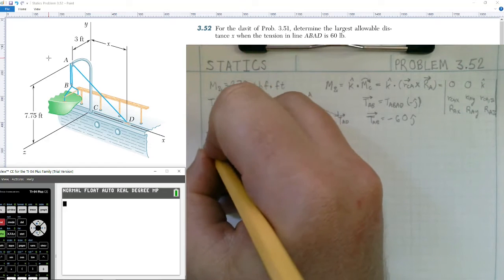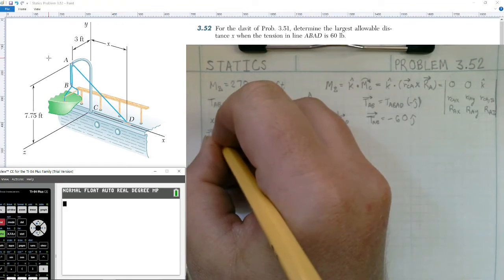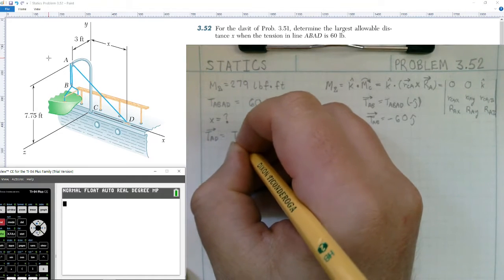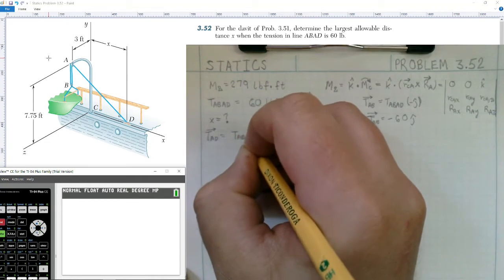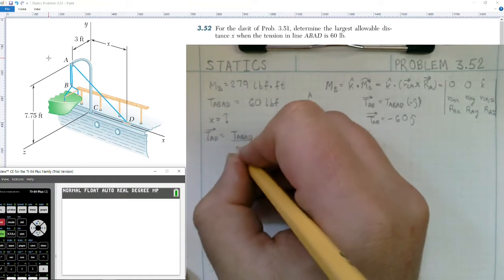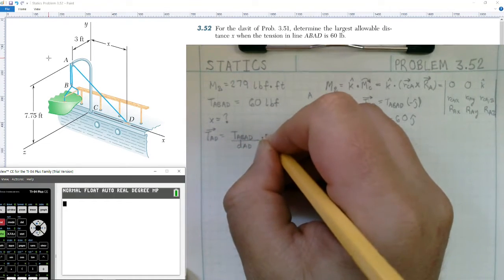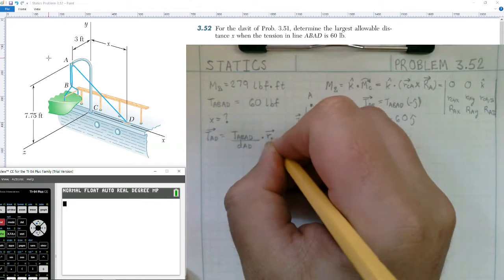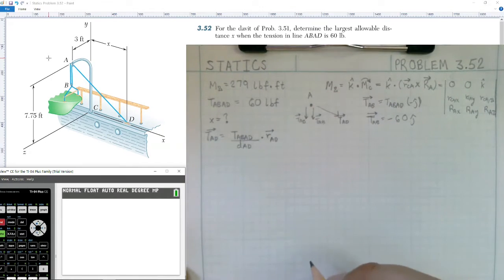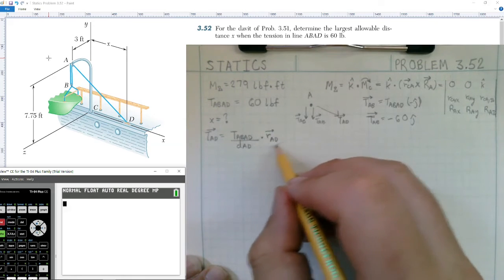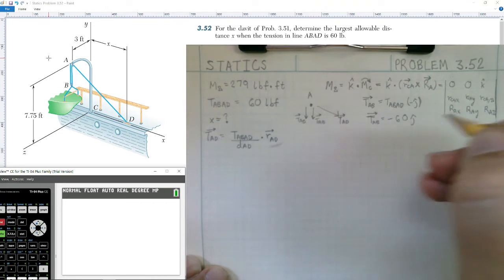So tension AD, we know it's going to be equal to the tension value they give us, tension ABAD, we already have that, over the distance from A to D, and that's multiplied by the position vector going from A to D. So first we'll determine what this position vector is, R A to D.